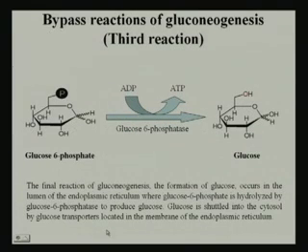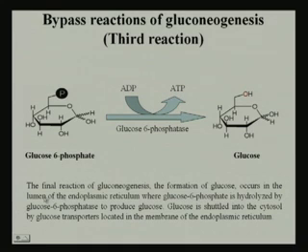In another bypass reaction, glucose 6-phosphate is once again dephosphorylated and converted back to glucose in the presence of the enzyme glucose 6-phosphatase.